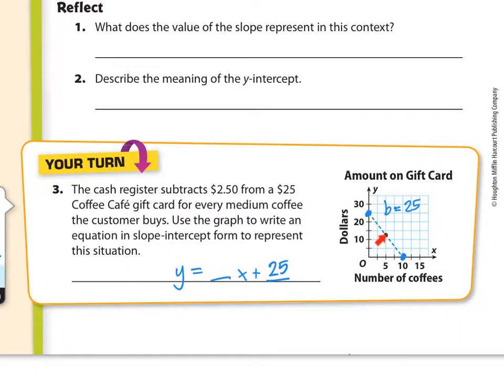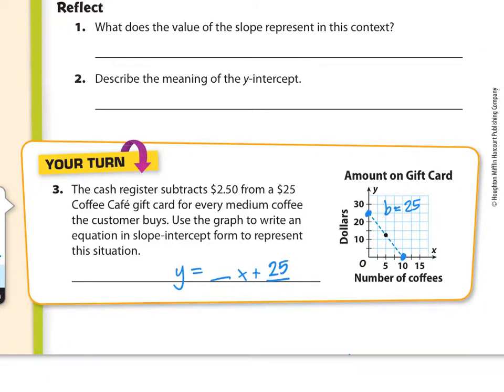And then let's say I want to go to this last point. The point in the middle is not a very nice point. It's like $12.50, and even then I'm not completely sure, but it's for 5 coffees. 5 coffees would be about $12.50. That's not a very nice number, so I'm going to use this: 10 coffees, there's going to be $0 left on the gift card.